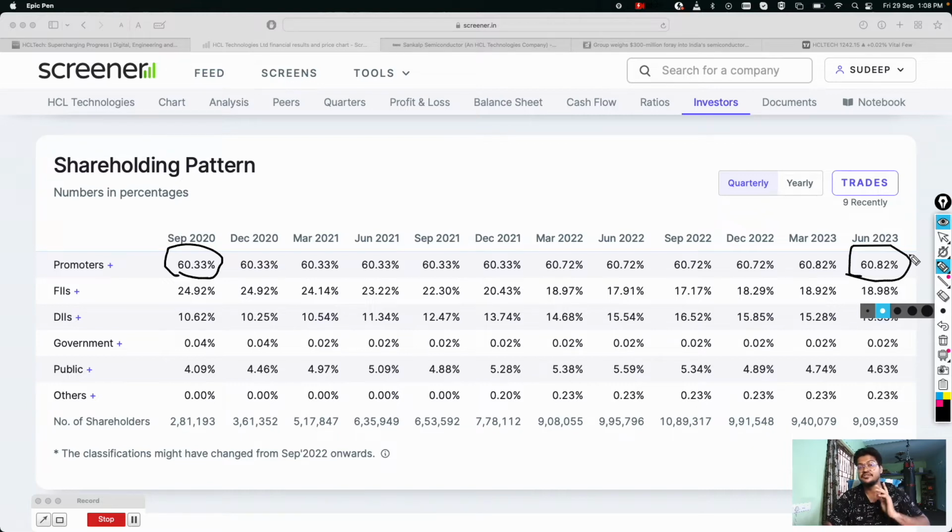So the promoters have increased their stake. This is one of the rare things you get to see. We don't get to see that often. Normally promoters decrease the stake to take profit, and FIIs and DIIs increase the stake, but here promoters have increased. So it's a positive point.